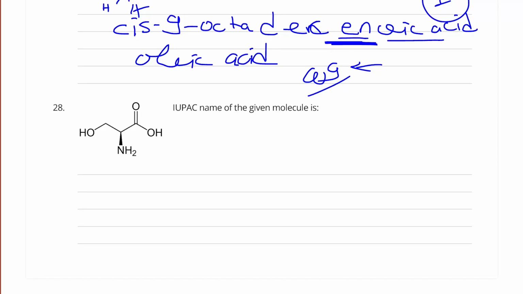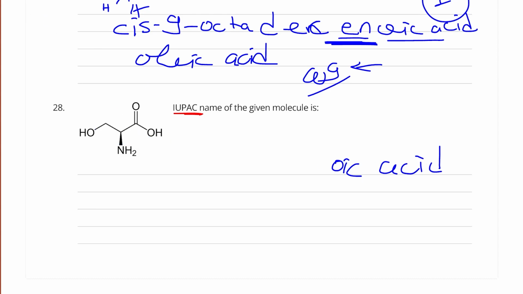Yes, question 28. Again, the IUPAC name of the compound. Yes, again, we have a carboxylic acid. Oh my God, we have an alcohol group and an amino group, my dear. So to name the molecule, the suffix, we know it's an oic acid, because the carboxylic acid has the highest priority over the alcohol and the amino group. The amino and the alcohol will be prefixes.